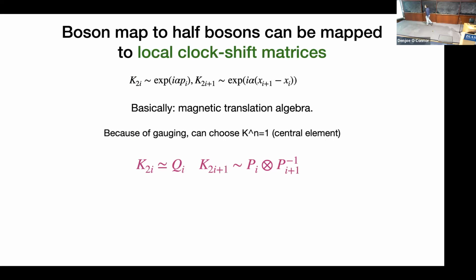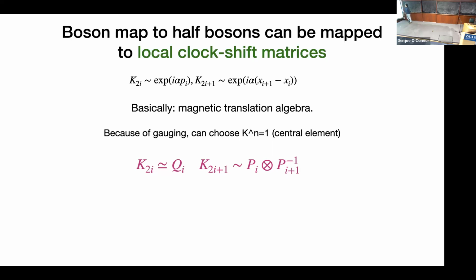So this map that I had from bosons to half bosons can also be passed through this exponentiation. So the Q even was the pi, so the exponential of Q even becomes exponential to the alpha pi, and the k to i plus 1 becomes exponential to the alpha xi plus 1 minus 1, right?